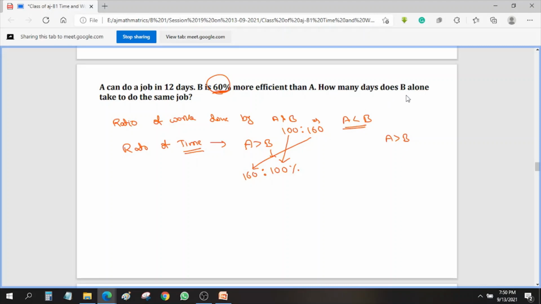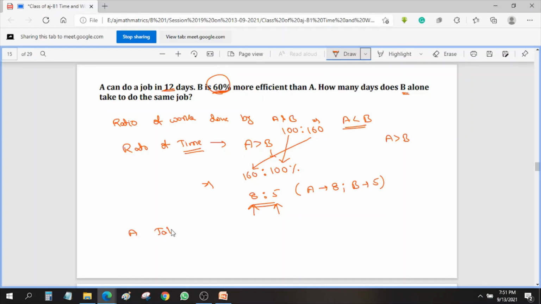Now, if we simplify 160 and 100, we'll get 8 is to 5. Which means if A can take 8 days, B can take only 5 days to complete, because B is 60% more efficient. Now the time taken is 12 days for A. If A takes 12 days, then how many days does B take? That is the question.